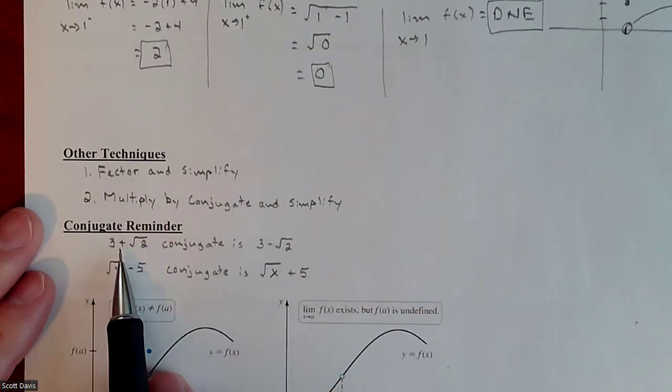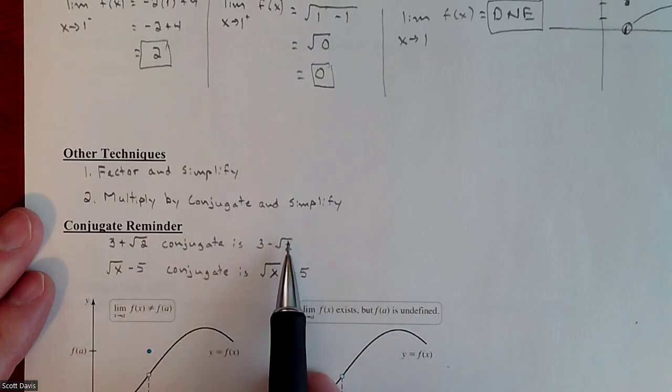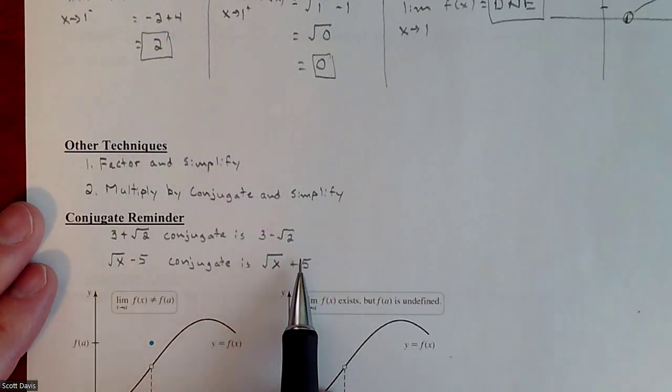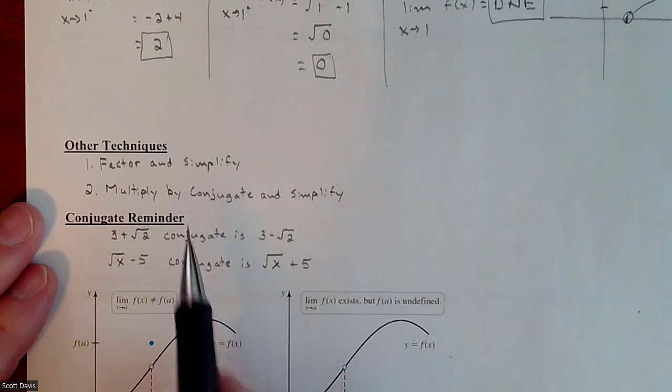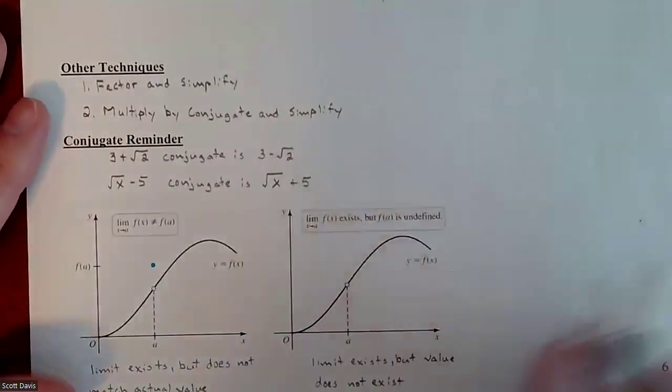If you remember what a conjugate is, if you have 3 plus the square root of 2, the conjugate is 3 minus the square root of 2. Or for square root of x minus 5, the conjugate is going to be square root of x plus 5. So those are the other two approaches, but you've got to know when to use them. So we're going to talk about that.